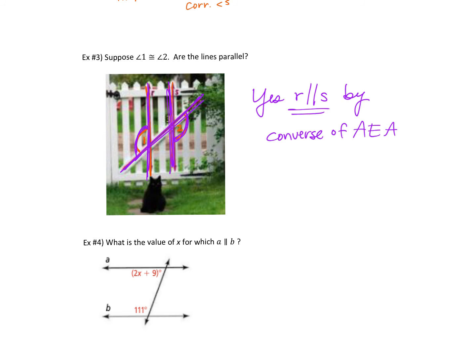Okay, so we know those lines are parallel even though they didn't mark them for us because they told us the angles are congruent. Okay, if alternate exterior angles are congruent, then the lines must be parallel.